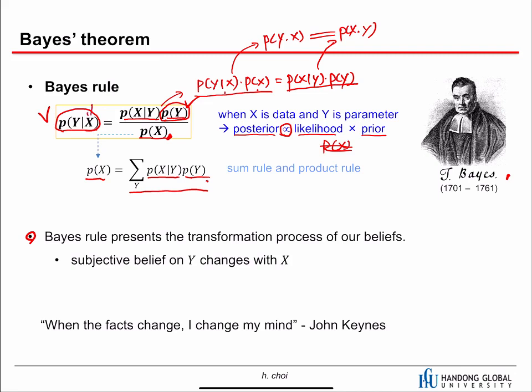And when we look at this data x, then my faith about y has changed by observing x. So probability of y given x and probability of y. The difference between these two is this term, given x. Given data, we have changed our probability of y. So subjective belief on y changes with x. Usually, science works in this way.